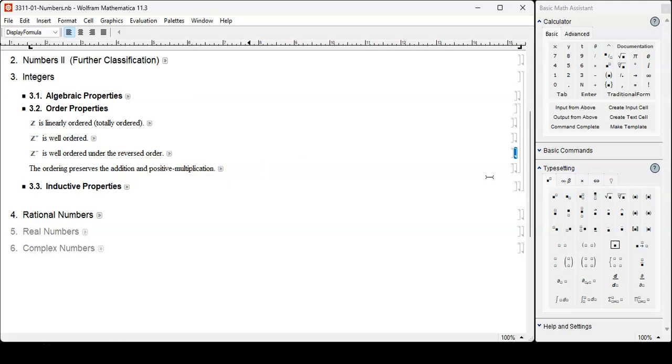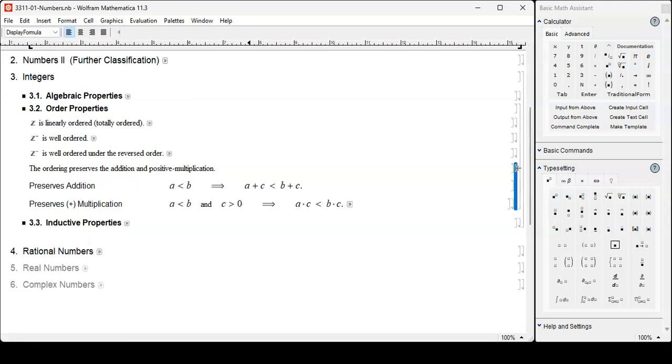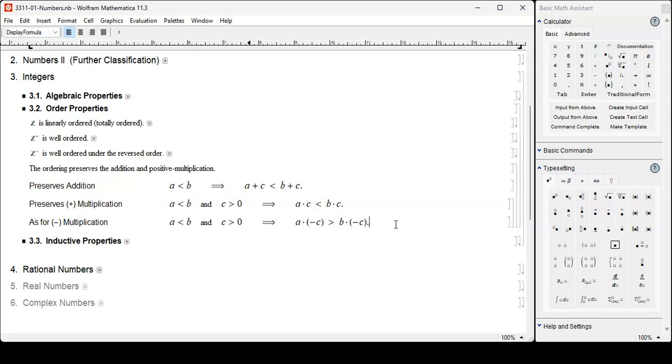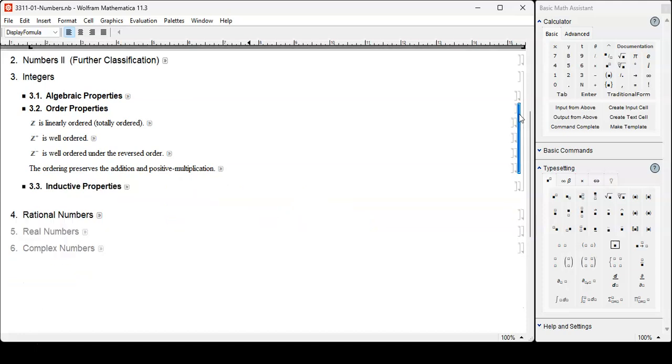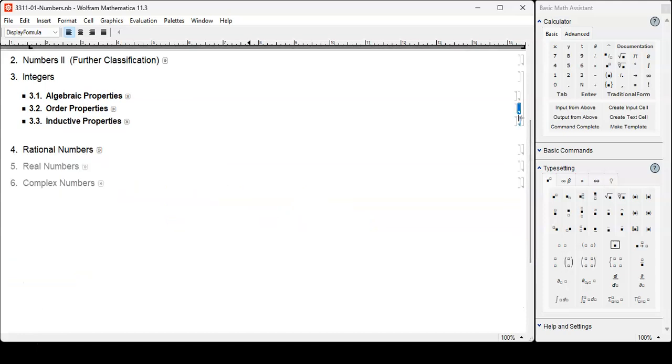Now the ordering preserves addition and positive multiplication. You can add the same thing. You can add the same positive number. If you multiply a negative number, then you have to flip the direction of the inequality. Okay, that was easy. Now, inductive properties.